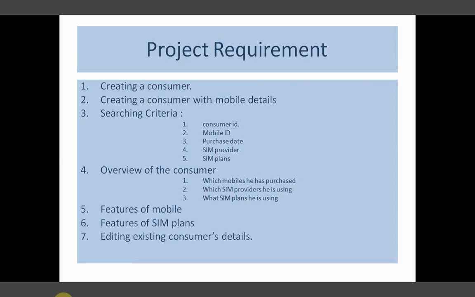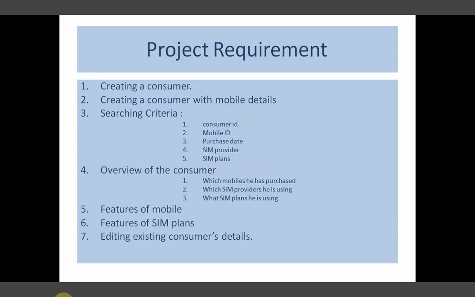So, project requirement. They need a system which will facilitate, one, creating a consumer. Second, creating a consumer with mobile details. And they need search criteria, like, they have a lot of consumers, so they should be able to search with the consumer ID or consumer name and mobile ID. We will discuss the mobile ID. It should be a mobile name, but we have put it as a mobile ID.